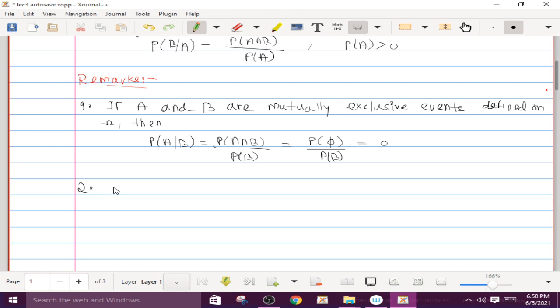Second, probability of A given A complement equals probability of A intersection A complement divided by probability of A complement. A intersection A complement is again phi, and the probability of phi is 0.